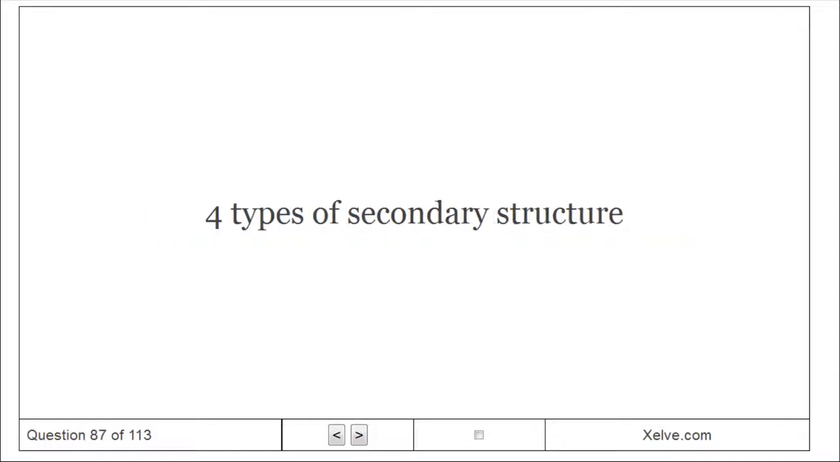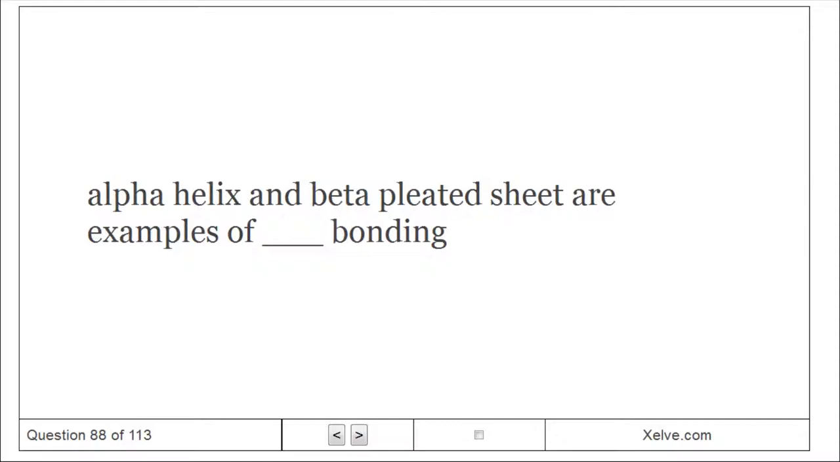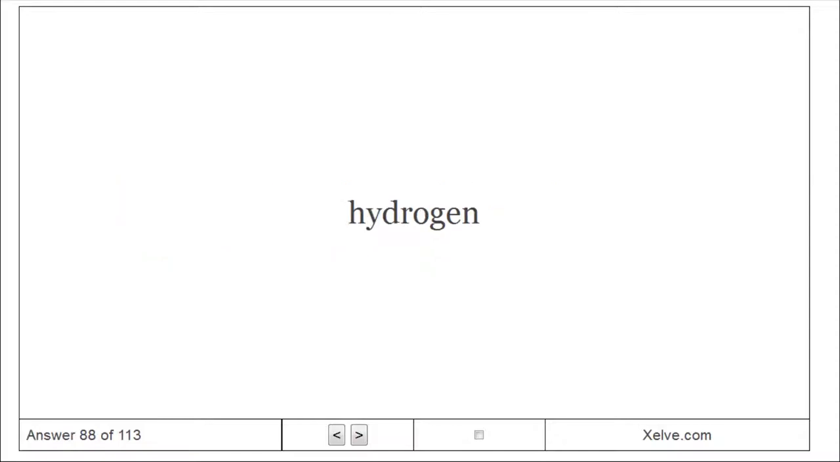Four types of secondary structure: alpha helix, beta pleated sheet, beta bendings, random coil. Alpha helix and beta pleated sheet are examples of hydrogen bonding.